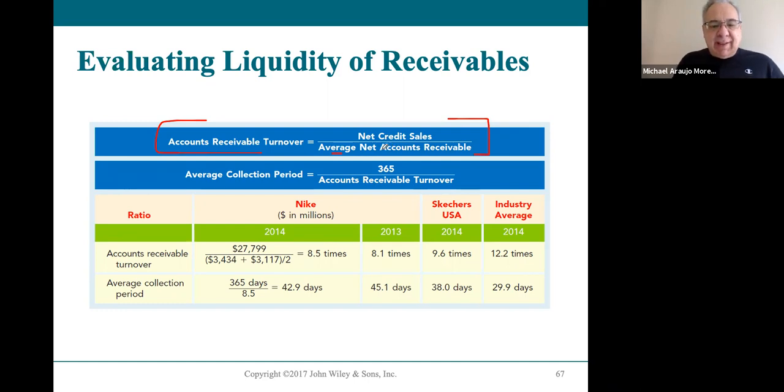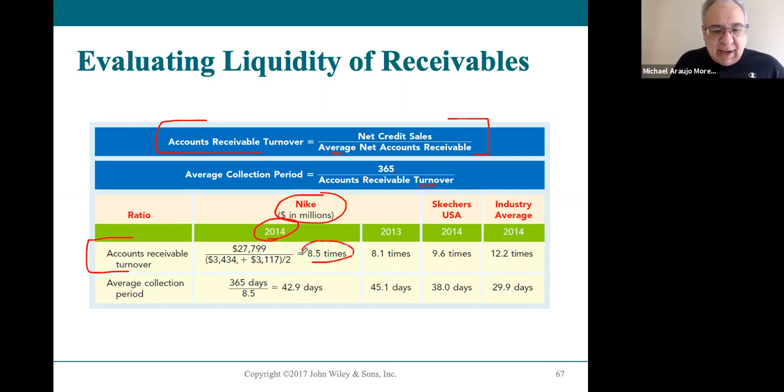Once we get that turnover rate, it simply gets put below 360 and we calculate. So let's take a look at Nike for their accounts receivable turnover in the year 2014. Based on their numbers, they had $27,799 million in credit sales. A lot. You divide that over the average receivables, which is averaging around 3.2, 3.3, somewhere in between there.